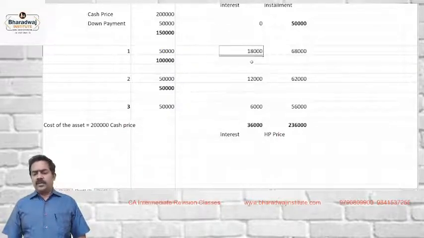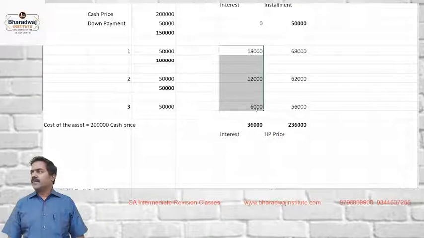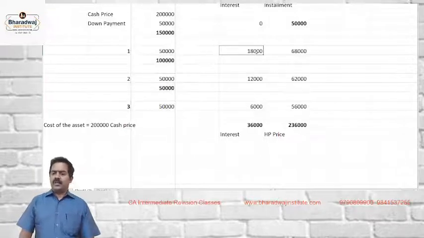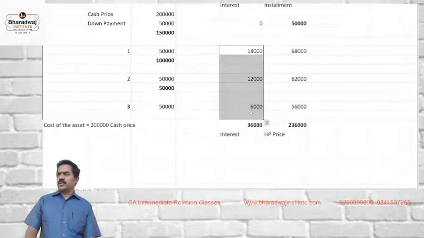If you look at interest, it will be in the reverse order, 3:2:1, because when principal is paid in equal values, interest will be in the reverse order of years, 3:2:1 like that.